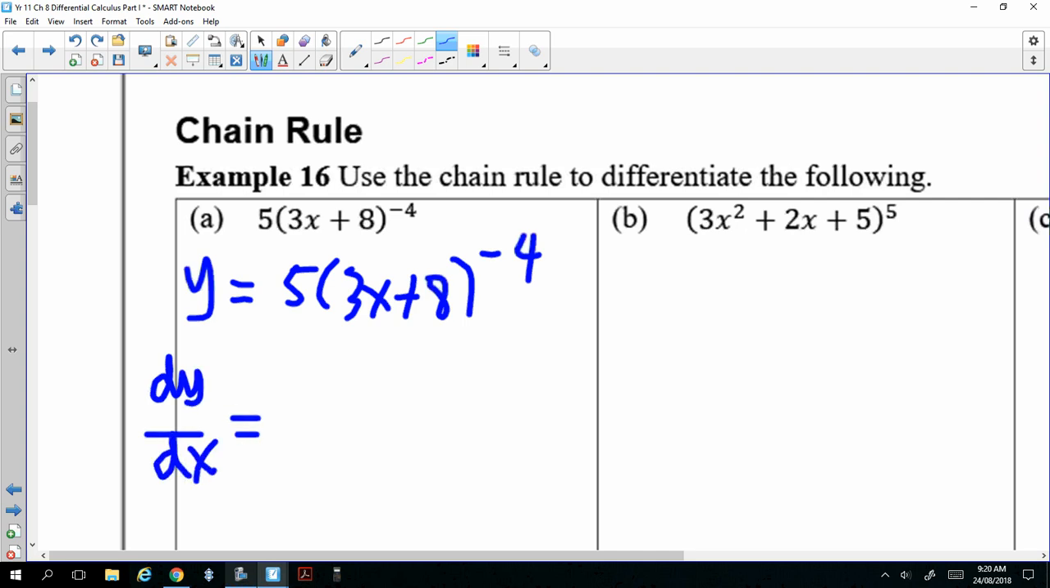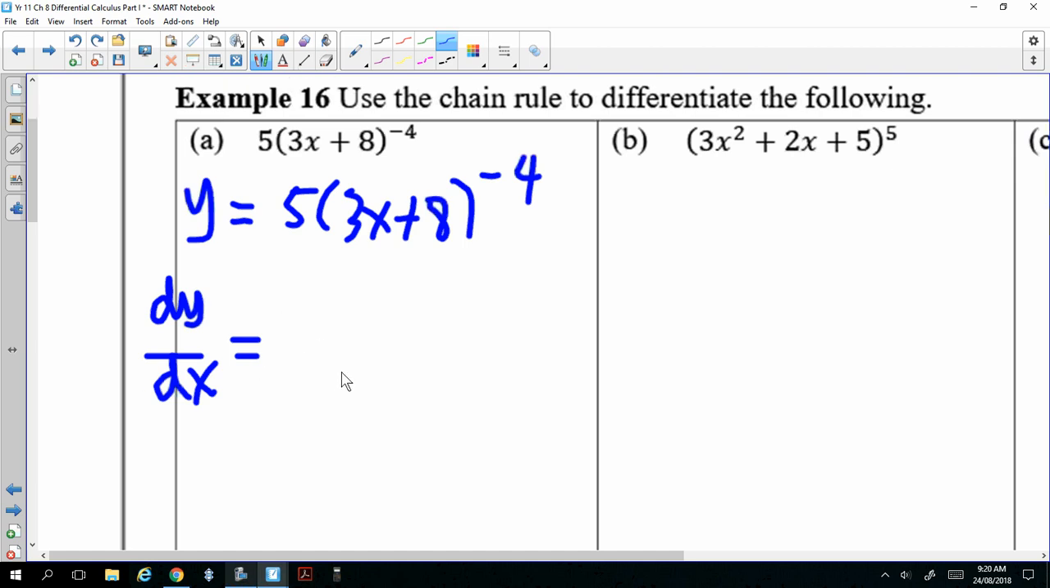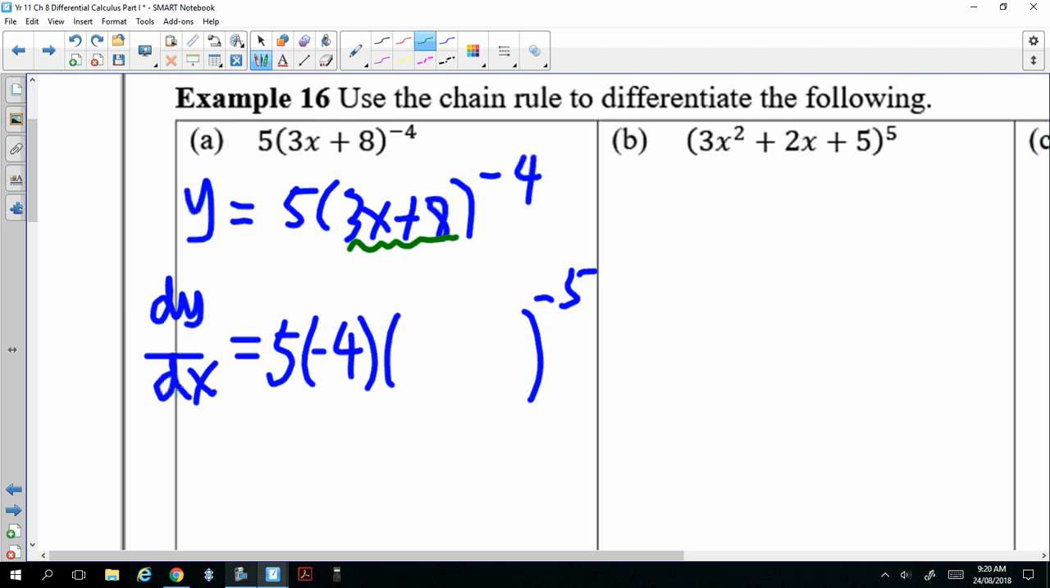Okay, so 5. Now just pretend this is one term. So when you do it, just write 5 times -4 to the power of -5. And remember, what's inside does not change. I'm just differentiating the outside. And once you do that, differentiate the inside. What's the derivative of the inside? 3.